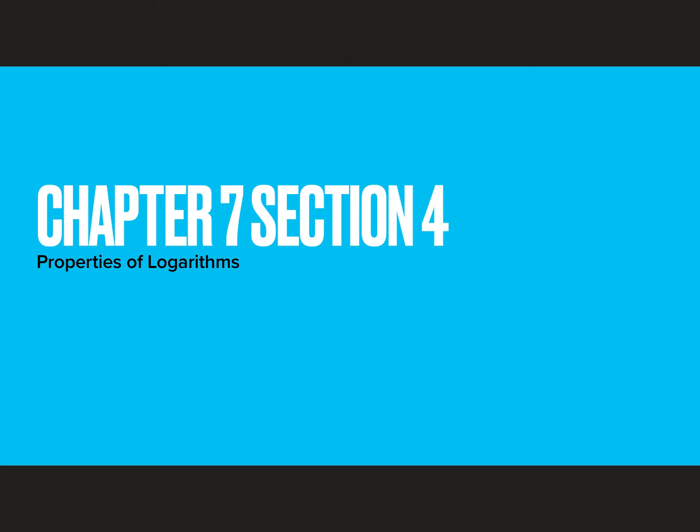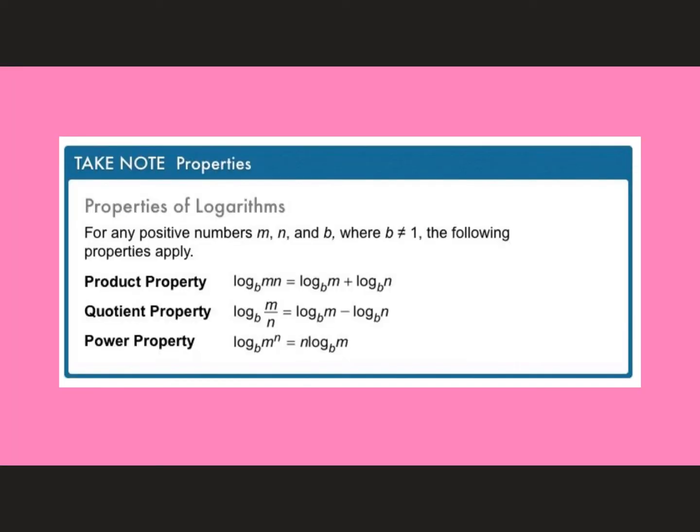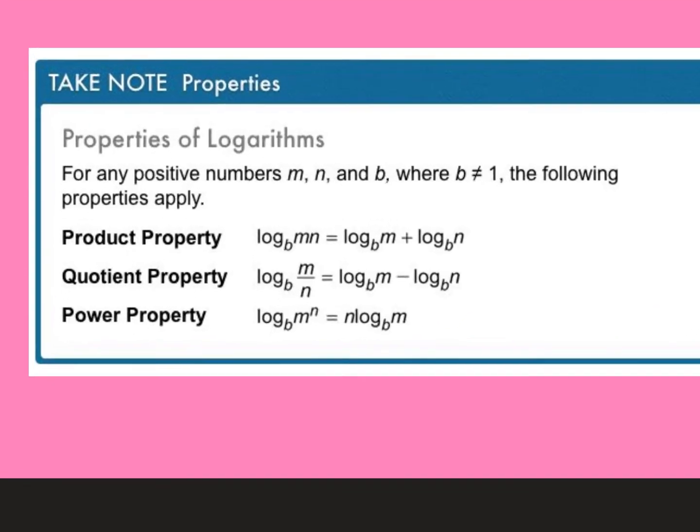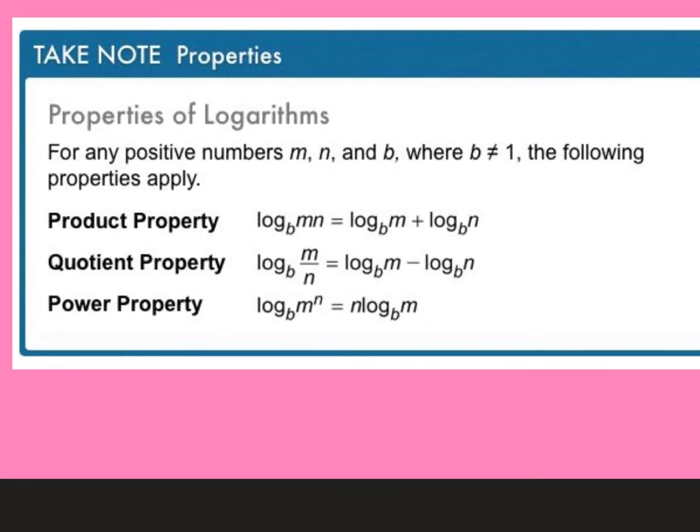7.4 notes. We're going to continue with logarithms. We're going to learn properties of logarithms. So what we can do with our logarithmic functions. For any positive numbers m, n, and b, so here it just gives us variables as examples, where b is not 1, the following properties apply.